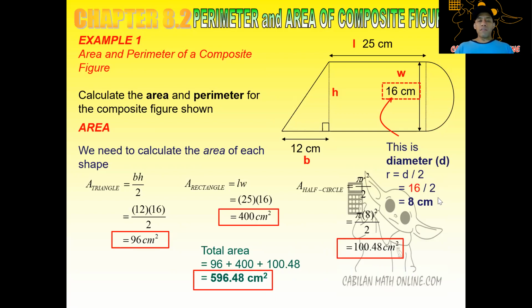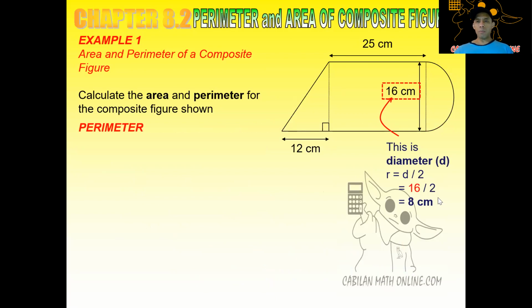Okay, so now that we found the area, let's take a look at perimeter. Just a double check here: remember that perimeter is the distance around the object. So if you take a look at what we have here, we need to find all the lengths or distances first and then add them all up.